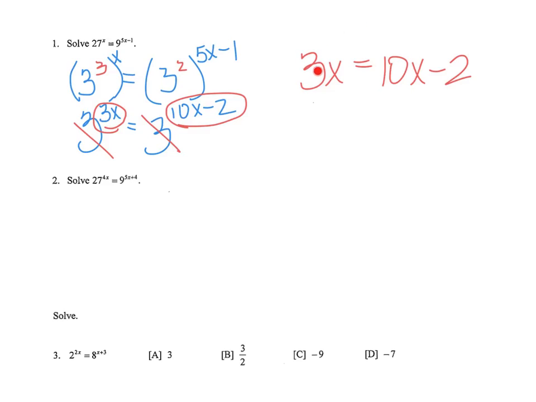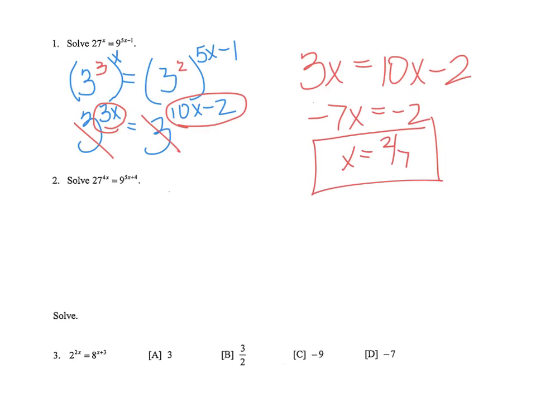I move my 10x to the other side. That's negative 7x equals negative 2. I divide both sides by negative 7. And x is equal to 2/7. These don't get very nice answers usually. They're usually answers like this.